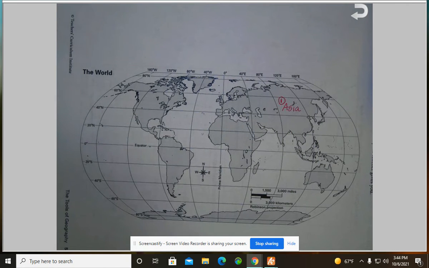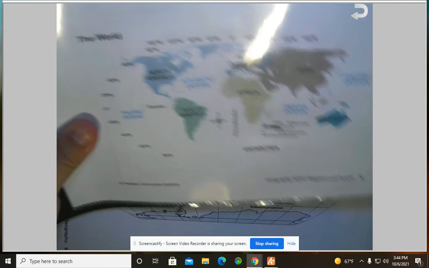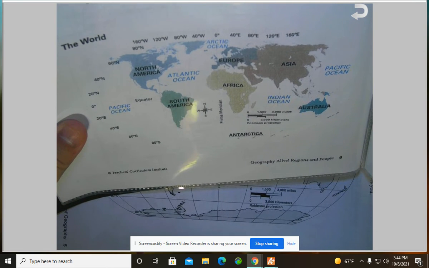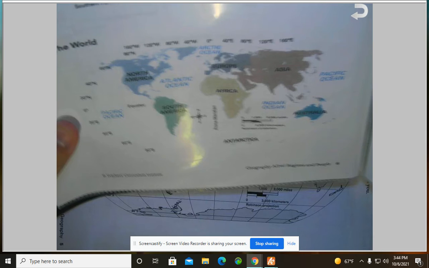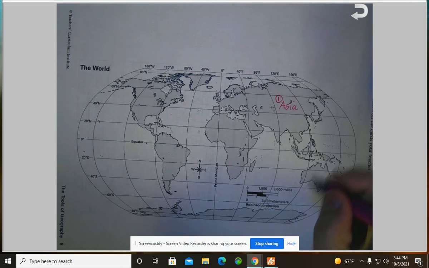Number 2, label the smallest continent. Looking at this page again and the color, Australia would be the smallest continent. So we're going to label Australia for number 2.